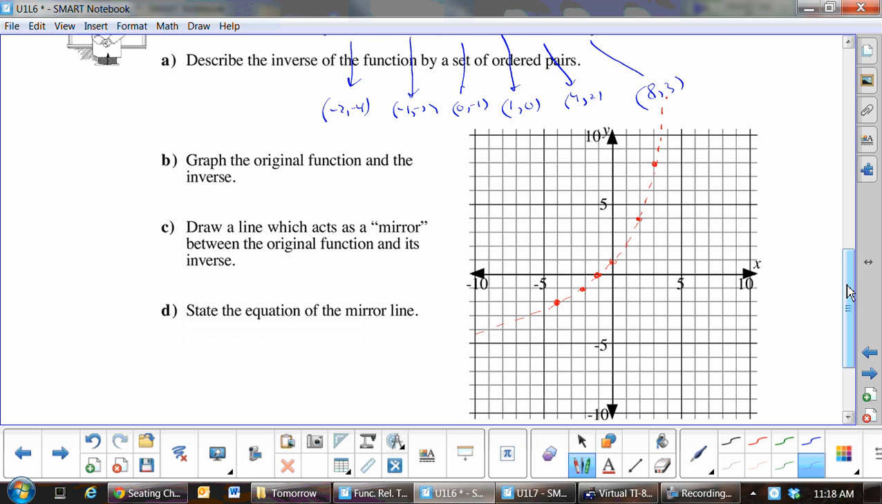So negative 2, negative 4 would be here. Negative 1, negative 2 would be right there. 0, 1, 0, negative 1, 1, 0, 4, 2, and 8, 3.